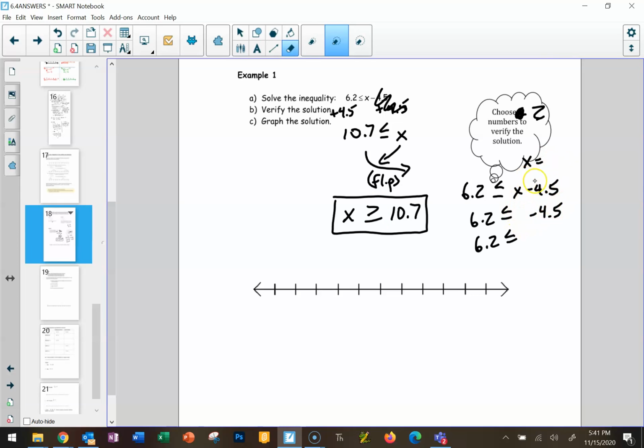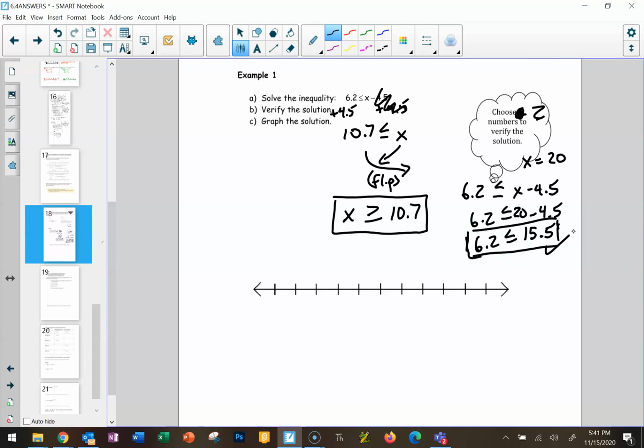So the mistake I made is I picked a value of x that didn't conform to what my statement was. I said that x has to be greater than or equal to 10.7. And then I went and picked x equals 1, which wasn't going to change a thing. So I'm going to pick a number that's greater than or equal to 10.7. So I'm just going to pick 20. Okay, that's just a random pick that was greater than 10.7. So in this case, I've got 6.2 is less than or equal to 20 minus 4.5. 20 minus 4.5 is 15.5, and this is still true, right? So 6.2 is less than 15.5, so that checks.